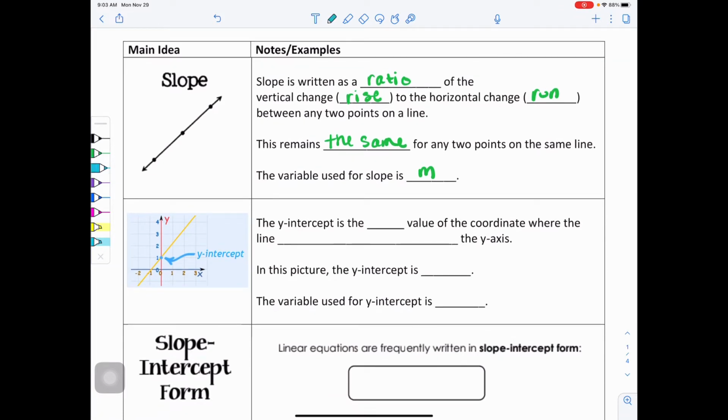Our next big idea is y-intercept. The y-intercept is the y value of the coordinate where the line intersects the y-axis. In this picture, the y-intercept is 1. You can see that over here. That's where it's crossing the y-axis, which means the coordinate would be (0, 1). And the variable used for the y-intercept is the letter b.